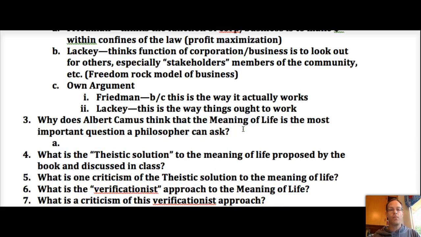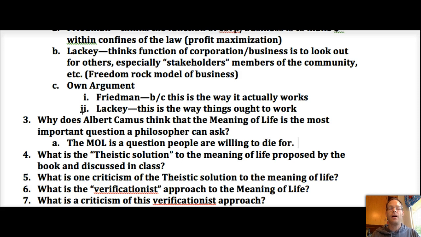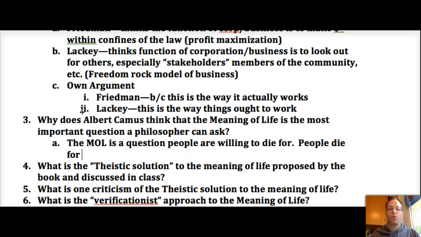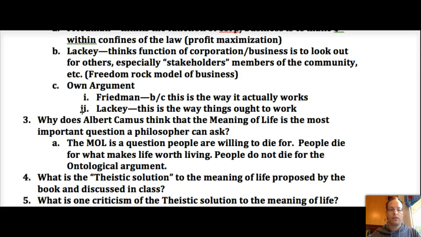Okay. Why does Albert Camus think that the meaning of life is the most important question a philosopher can ask? Okay, well, remember this was the example from class where we went through all those slides. The meaning of life, I'm just going to abbreviate here, is a question people are willing to die for. Meaning, people die for what makes life worth living. People do not die for the ontological argument. Galileo, for instance, I can't even spell it. I'm just going to put Galileo.